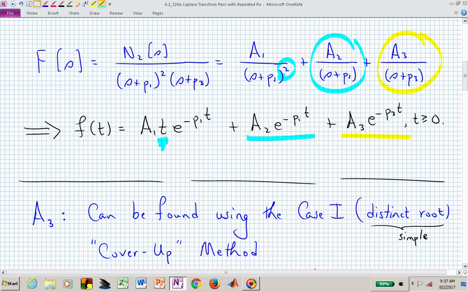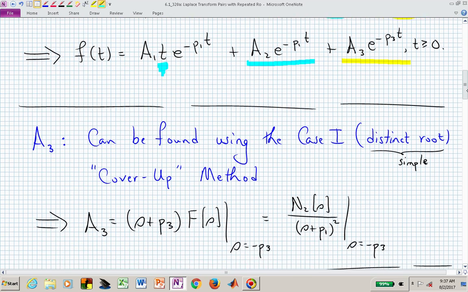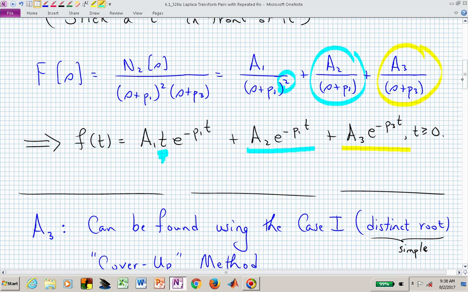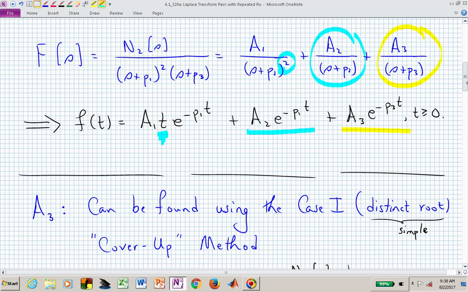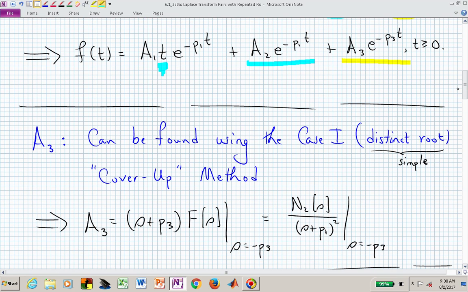But a sub 3 can be found using the cover-up method, which means that we multiply through by the polynomial expression underneath a sub 3 on the left-hand side. That cancels, and that's where this cover-up comes from. We're essentially covering up this s plus p sub 3 factor in the F of s expression, and then we evaluate that result at s equal to minus p sub 3 in order to find that residue a sub 3.